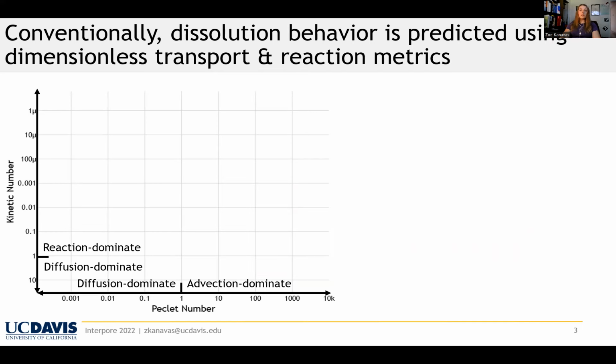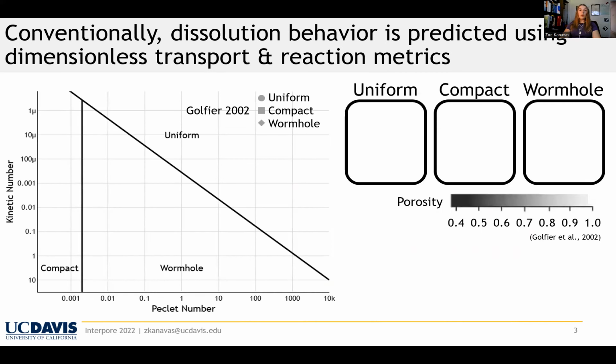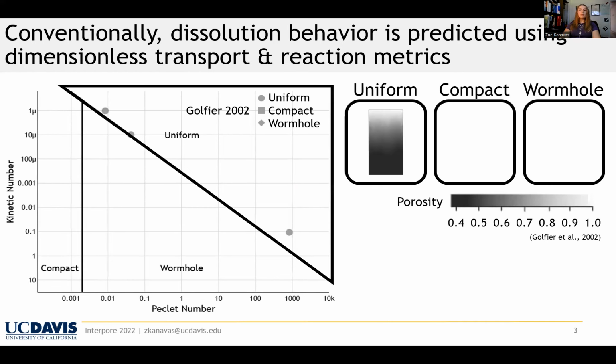The most cited dissolution diagram from Golfier and co-authors studied the dissolution of granular salt samples and observed the following trends. When the transport and reaction timescales are well matched, we see a uniform dissolution pattern, where fresh reactant is carried away from the inlet and the reaction spreads throughout the sample.